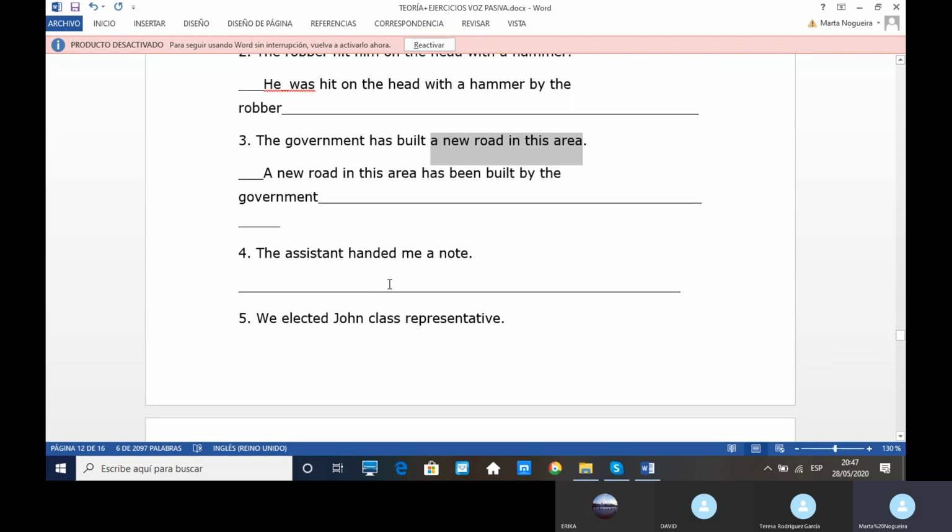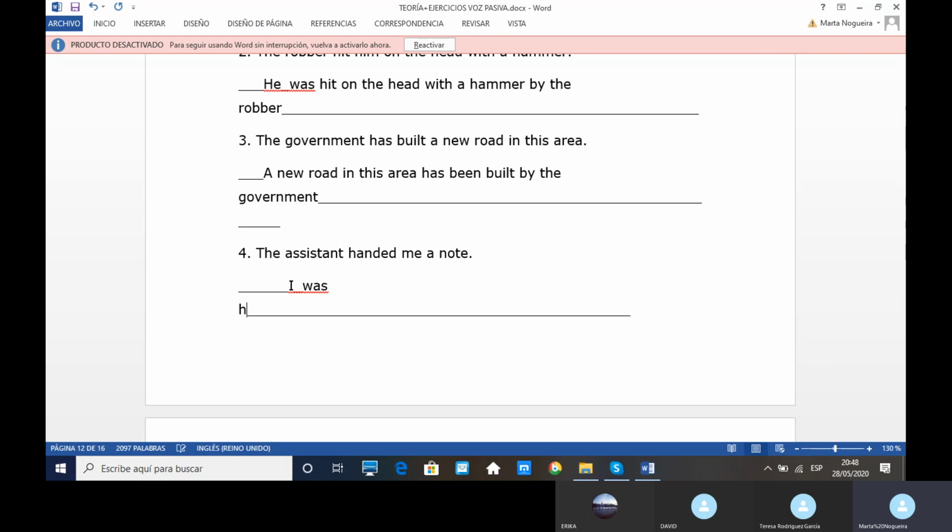The assistant handed me a note. To hand something is entregar, dar en mano. I would say entregar, okay? So I, siempre en mayúscula. I with capital letters always. So I, because this is the object, okay? And then we have another object. So the indirect object is the first. I was handed a note by the assistant.